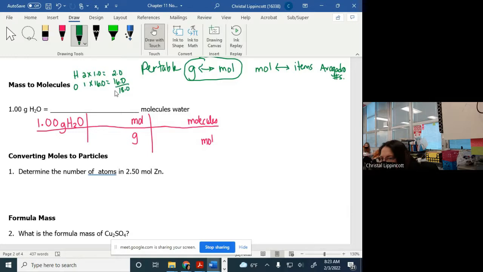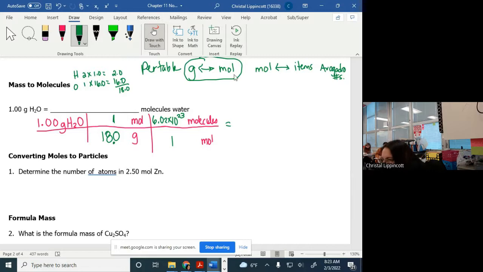So the material on the periodic table is grams per mole. So anywhere that I have grams, the 18 goes with the grams, and then this is going to be 1 mole. And then in 1 mole, we know we have 6.02 times 10 to the 23rd molecules. That's Avogadro's number.